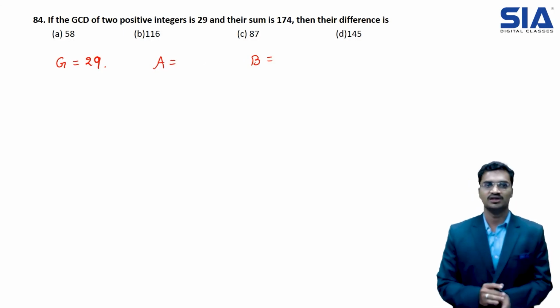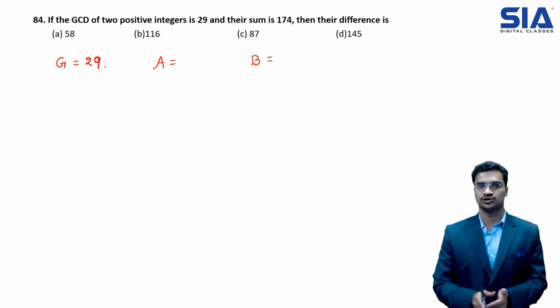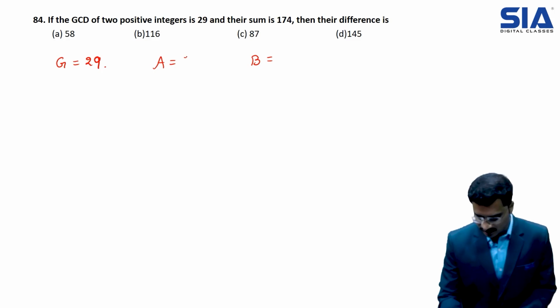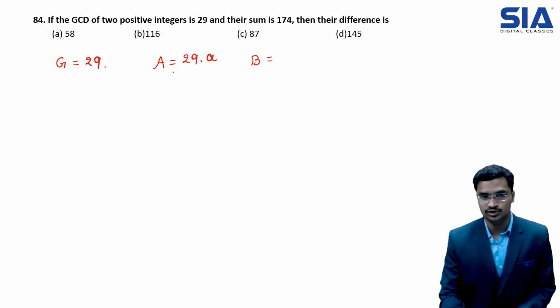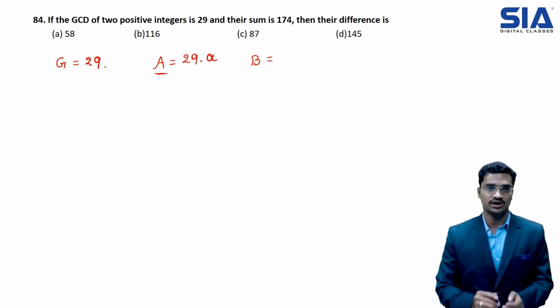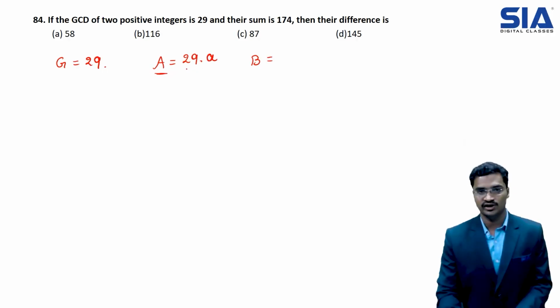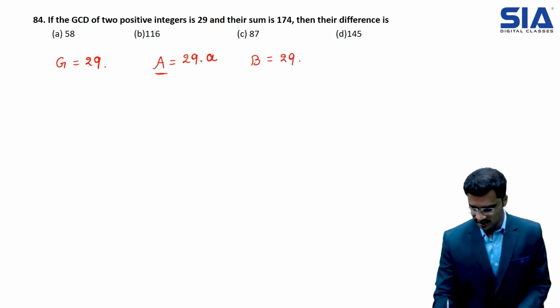As we know that the GCD of those two numbers is 29, I can say that the number A is a multiple of 29. Let us assume the actual number A is 29 into a, and B is 29 into b.